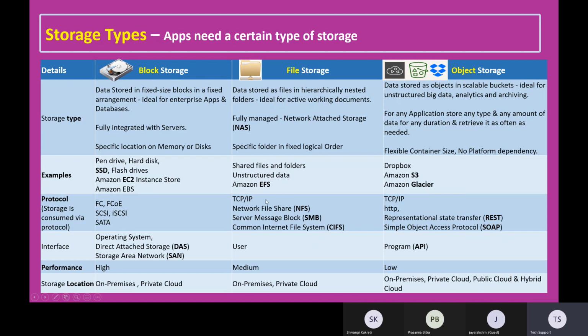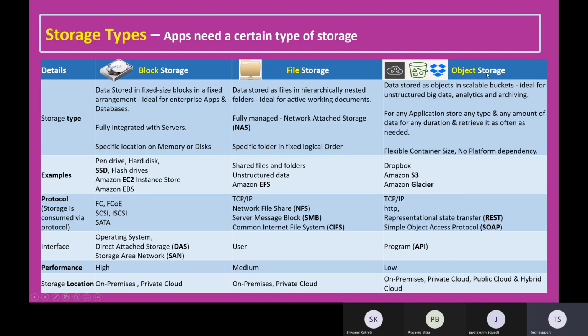When it comes to file storage, we can access the file storage using an IP address. So TCP/IP is also considered a protocol, and NFS, Network File Share. We also use SMB, Server Message Block, and CIFS. CIFS means Common Internet File System. But in general, for most Linux operating systems, the file share protocol is NFS, and the Windows operating system uses CIFS, Common Internet File System.